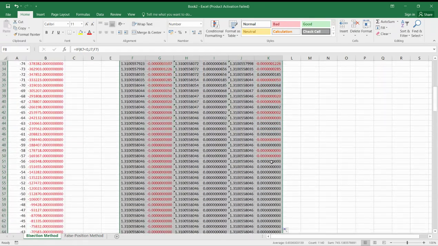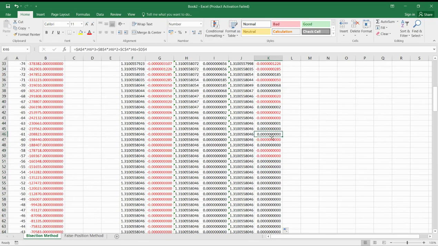From here, we can see that the f of x nu starts equaling 0 here, which means our root is 1 point. Therefore, our root is 1.31005580.46.